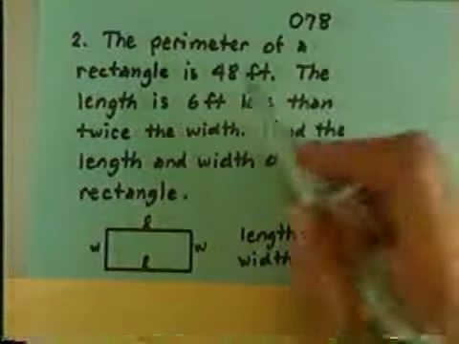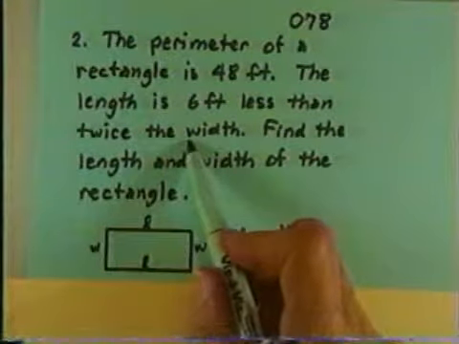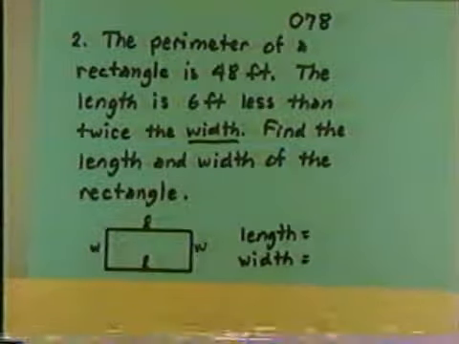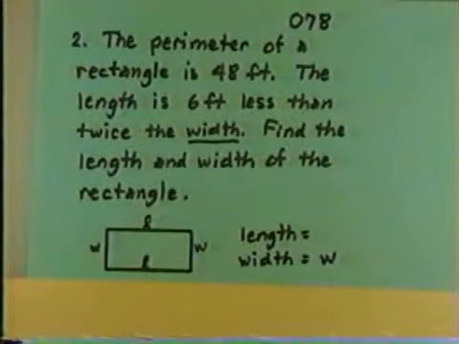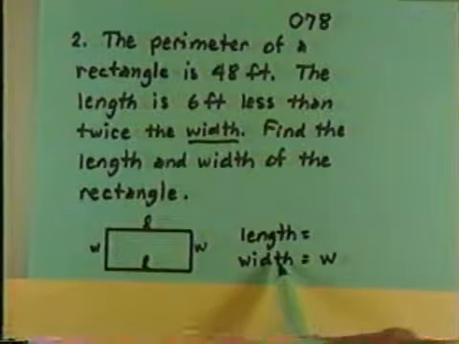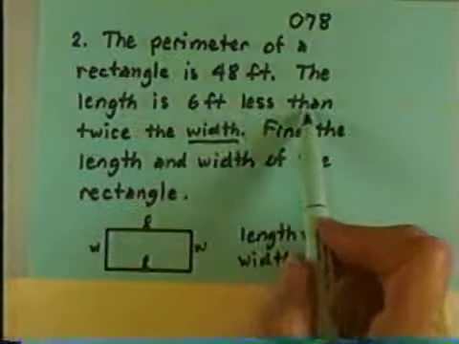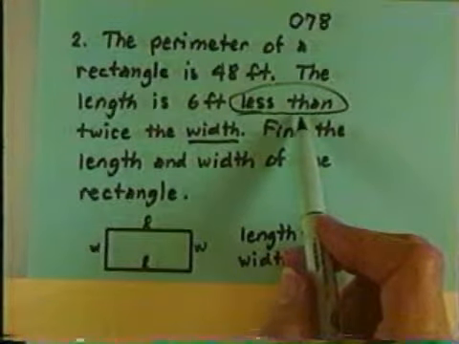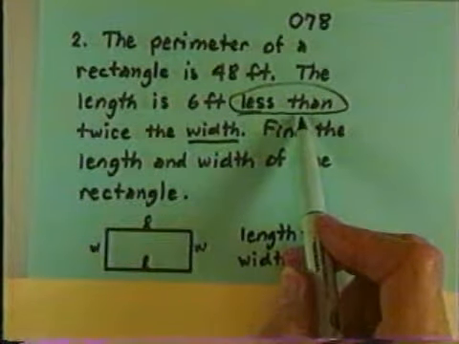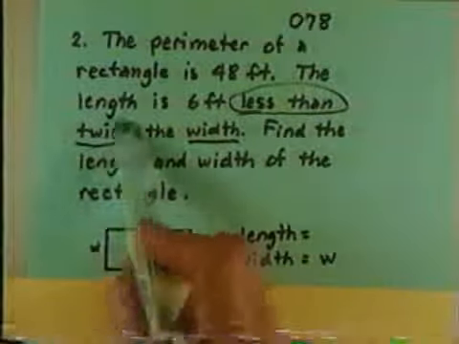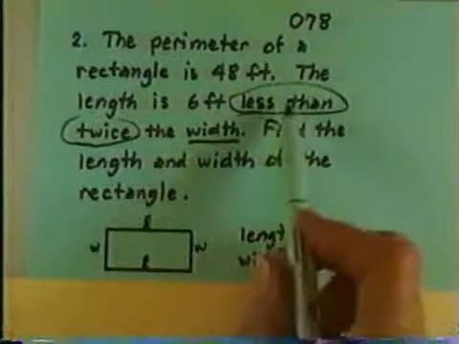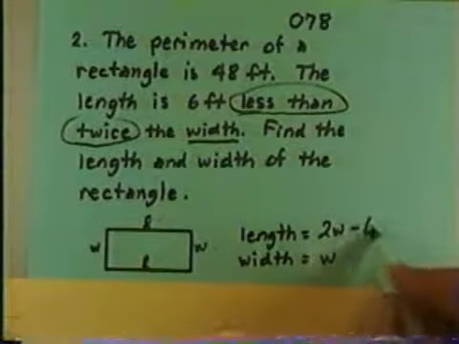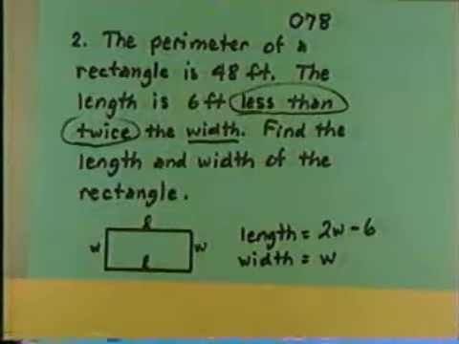The length is 6 feet less than twice the width. Length is based on the width. So let's let width be represented by just plain W. The width is W. And then the length is 6 feet less than, you remember, means we're subtracting in reverse order. The length is 6 feet less than twice the width. Twice means 2 times the width. So 6 less than 2W. This gives us 2W subtract 6 as our expression for the length.